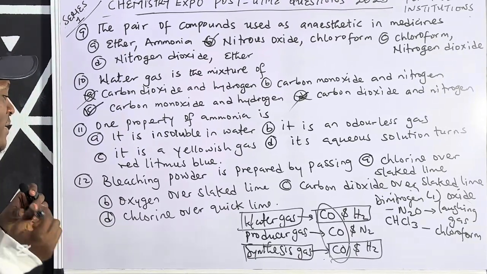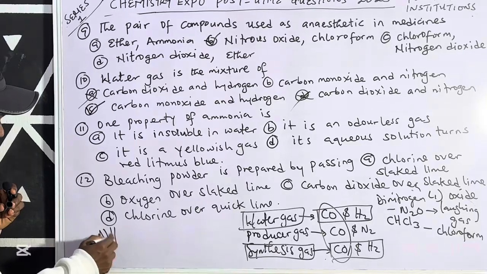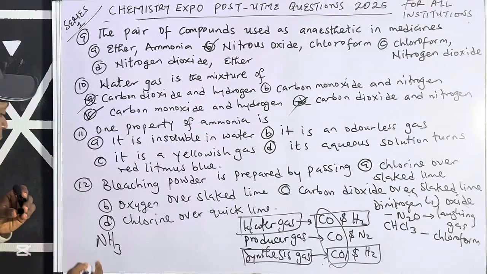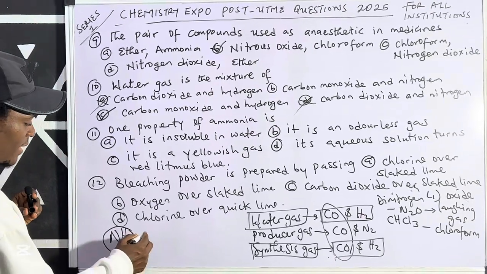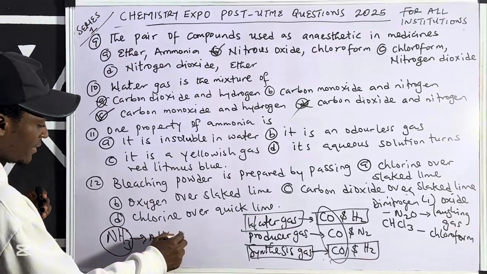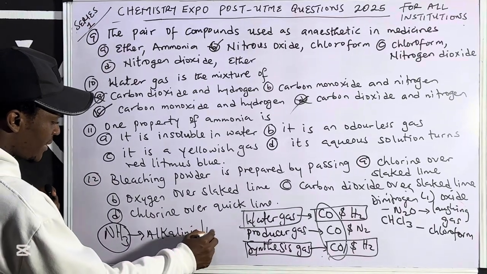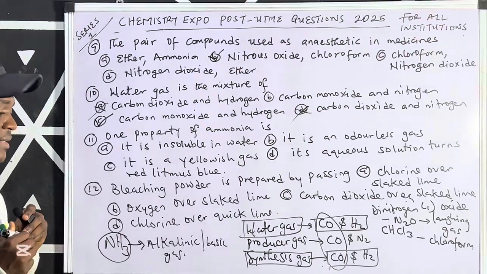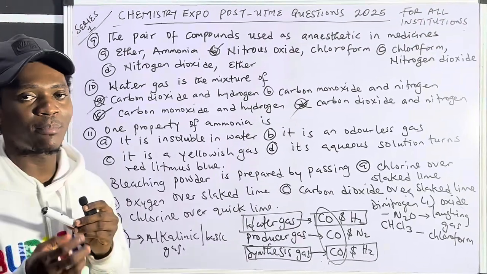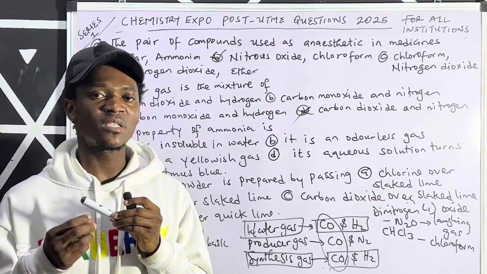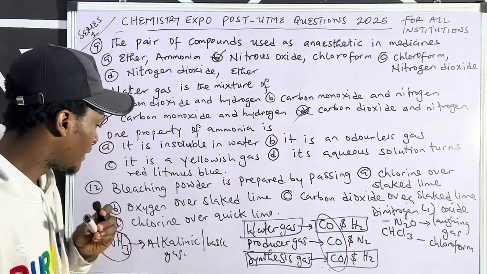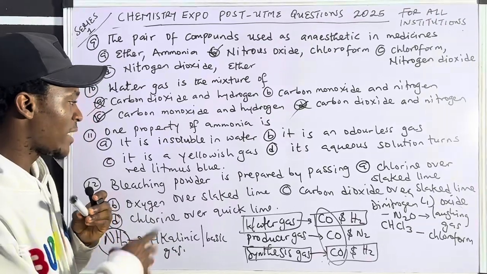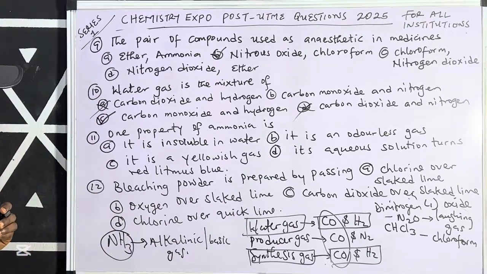Now, what is ammonia? The formula is NH3. And looking at the nature of ammonia, ammonia is not acidic. Ammonia is an alkaline or a basic gas. And it is characterized by a sharp pungent smell, like the smell of urine. And again, the gas is colorless in nature. So let's check the options to see the one that best suits it.